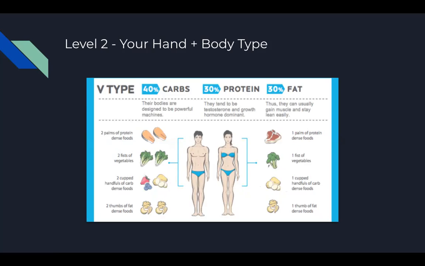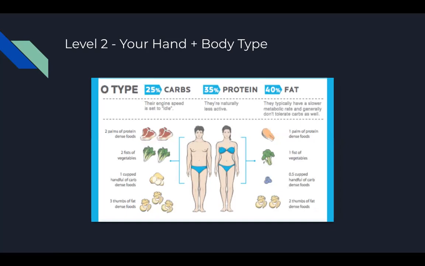easily. So for this person, you see the protein sources are the same: 2 palms of protein dense foods, 2 fists of vegetables, 2 cupped handfuls of carb dense foods, and 2 thumbs of fat dense foods. And on the female side, again, 1 palm of protein, 1 fist of vegetables, 1 cupped hand of carbs, and 1 thumb of fat dense foods. So we can see where the fat bumped up there and the carbs came down.